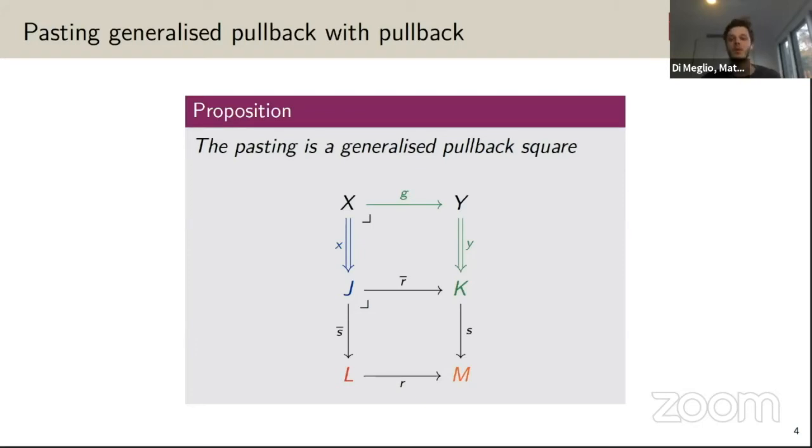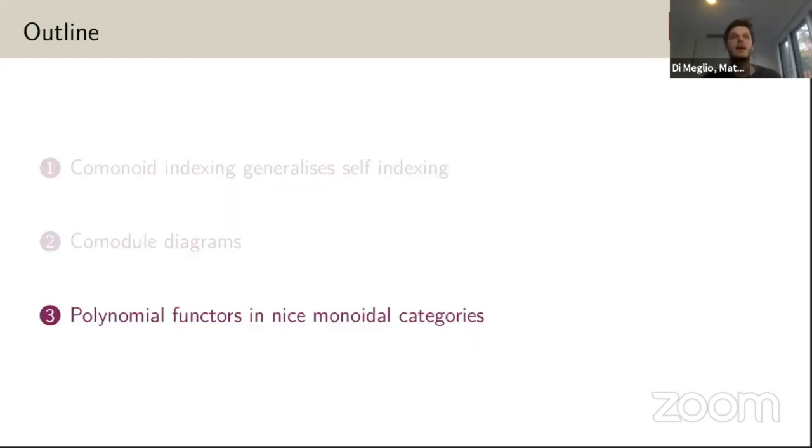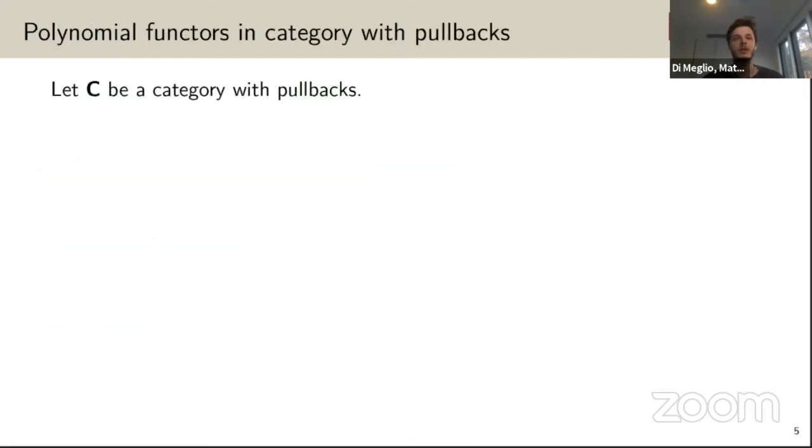Okay, so that's all I wanted to say about these comodule diagrams. And I guess, given I said at the start I'd be saying something about polynomial functors, I'd better tell you about those too. So let's just jump back for a moment to the Cartesian case.